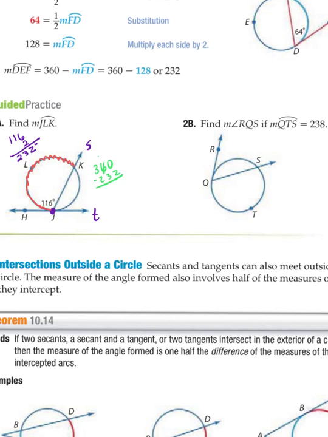Although this problem does not ask us to, we are probably going to see some that do. So the measure of arc JK is 128 degrees. And if I take half of 128, I get 64 degrees. And notice that 116 and 64 add up to 180, and that should be true. They form a linear pair.